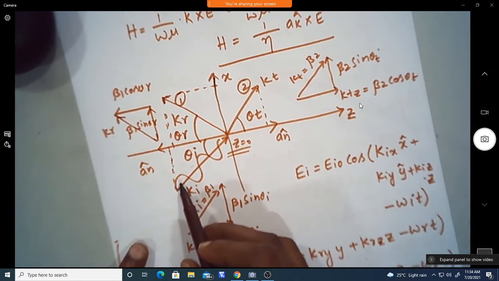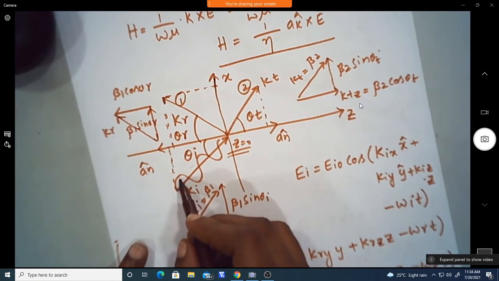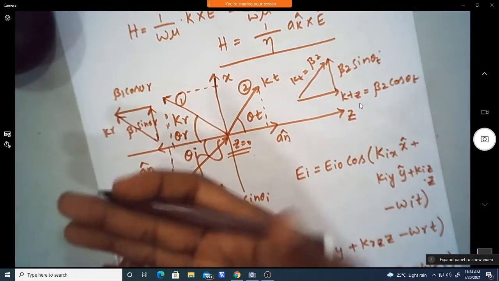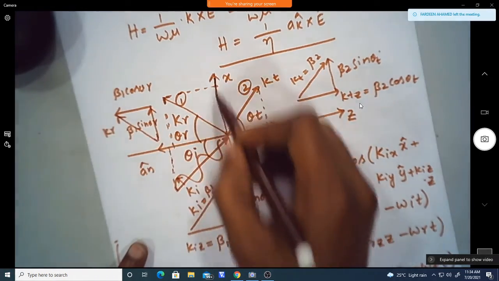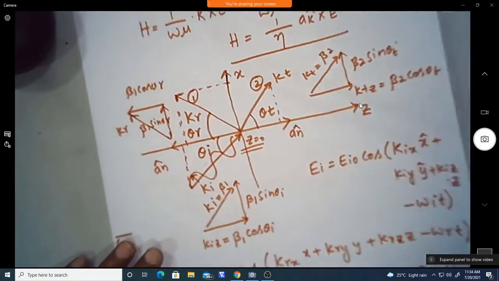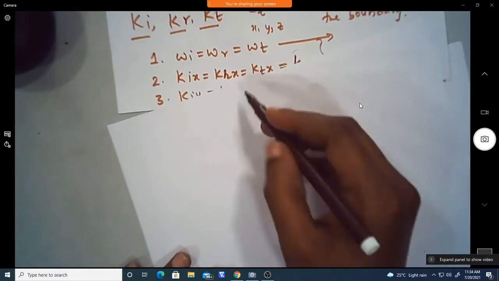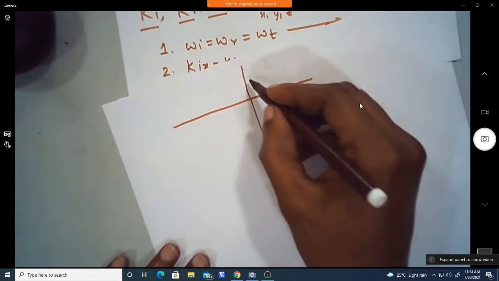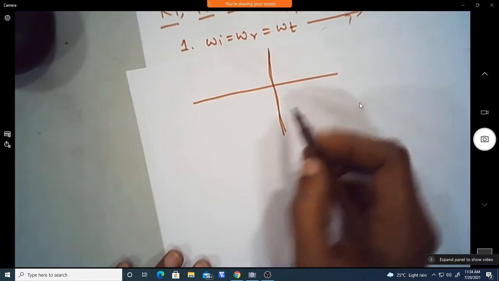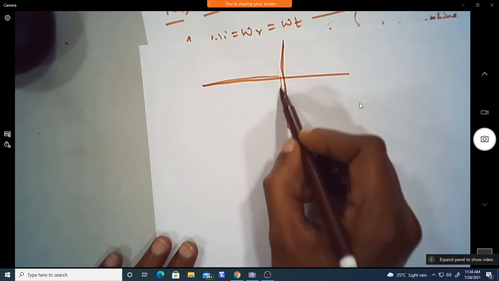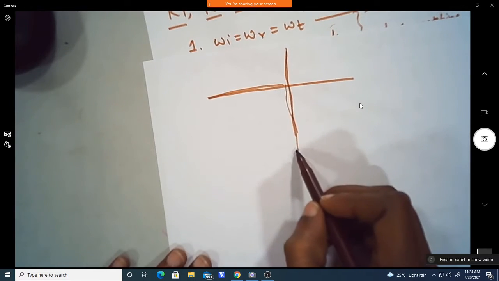So here, the E which we consider is parallel to the plane. If I consider this as the plane of incidence, it is always parallel to the plane. So if you take the medium like this, this is the interface, this is the boundary. Now this marking is the plane of incidence.